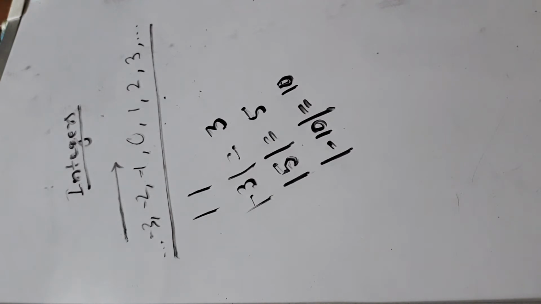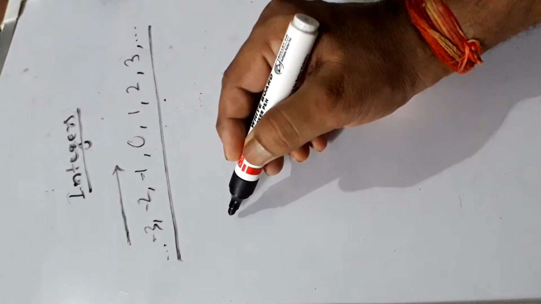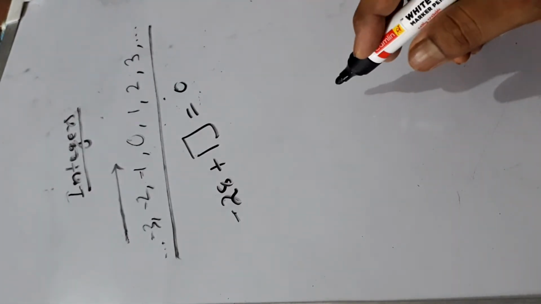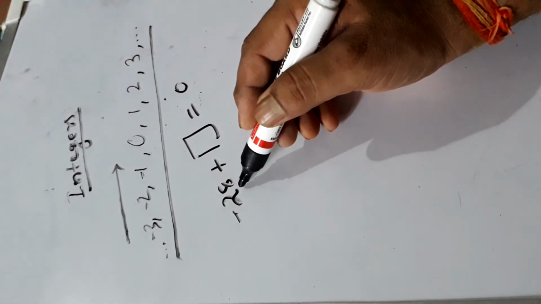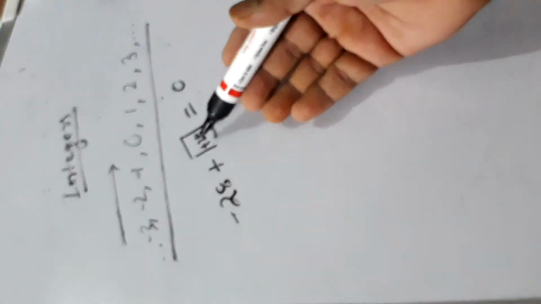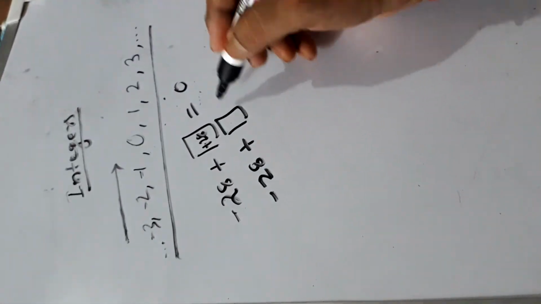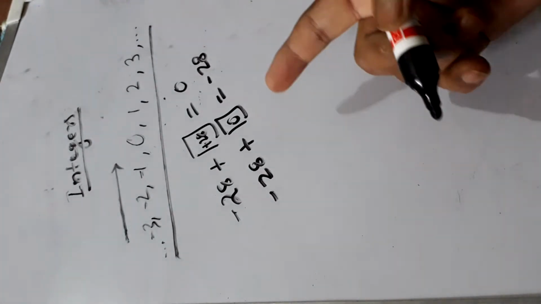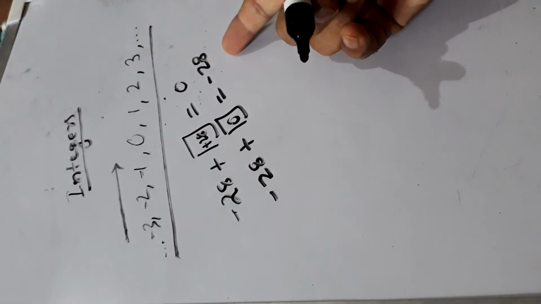Now we are going to see, if it is given like this, we have to fill -28 plus what is equal to 0. This is -28. Then we will add +28. It will become 0, since plus and minus both will cancel each other. If it is written -28 plus what is equal to -28, then we will add 0 here. 0 added to any number is equal to the same number.